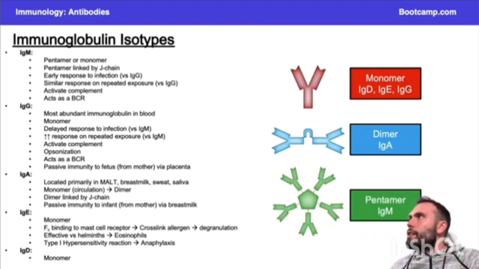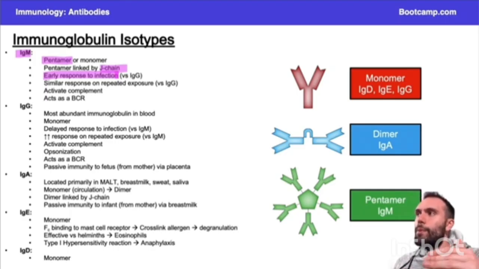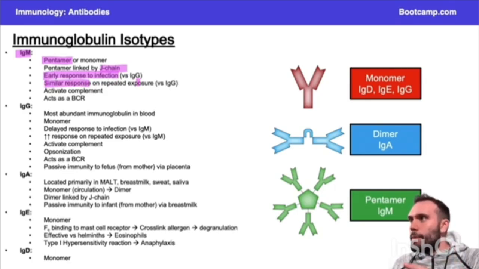Okay, just cleaning things up here again, let's just recap some of this. So again, IgM, usually referring to the pentameric structure. Okay, we said 10 binding sites linked by a J chain. Early response to infection, that's what we just talked about previously in the last video, where that primary response is going to come out IgM initially. And again, when we have repeated exposures, we have a similar response on repeated exposures to the antibody serum concentration of IgM. We talked about that in the last video, okay? So go back and check that out.